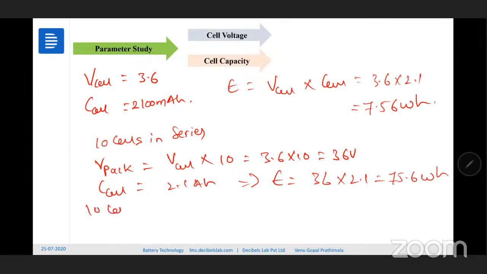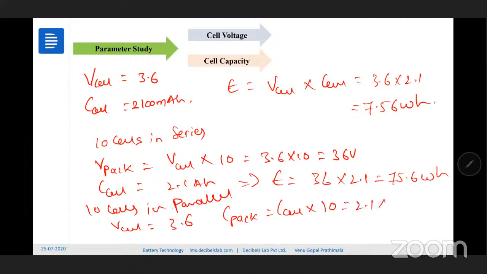And in the third case, now I'm keeping only one cell in series, but 10 cells in parallel. So what will happen is V cell will be the same, 3.6, but C pack will be C cell into the number of cells connected in parallel, that is 10. So it is 2.1 into 10, that is 21 amp hour. So now energy equals 3.6 into 21, which again gives 75.6 watt hour. So what I want to bring out here is that the voltage remains constant in the parallel circuit and the voltage will vary in the series circuit. And similarly, the current remains constant in the series circuit and it will vary in the parallel circuit. But the overall energy will remain the same if you connect the same number of cells of similar specifications. Okay. So that's about the cell capacity and cell voltage.